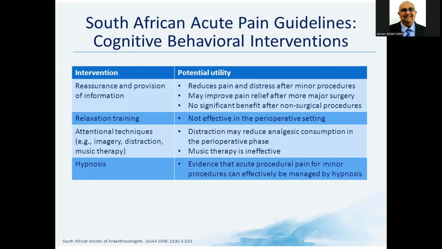The South African acute pain guidelines recommend cognitive behavioral interventions, reassurance and provision of information. Also, attentional techniques such as imagery, distraction, and music therapy. And they also recommended hypnosis, especially in certain acute procedural or minor procedures.